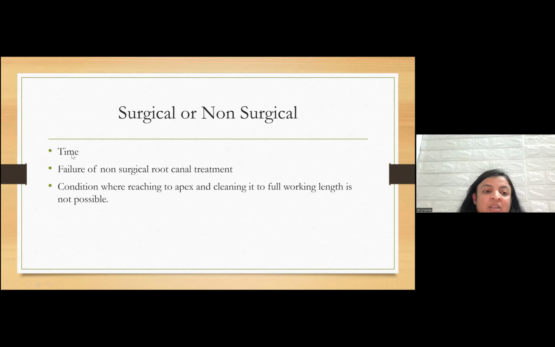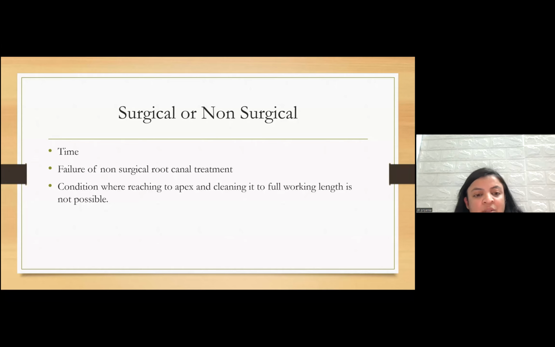Now, why time? Whenever the patient does not have time to come for follow-up appointments, whenever the patient has to move out, or whenever the doctor cannot give follow-up appointments, that time we better go for the surgical treatment because it gives a promising result, and we don't need to be worried about the failure of the root canal treatment.